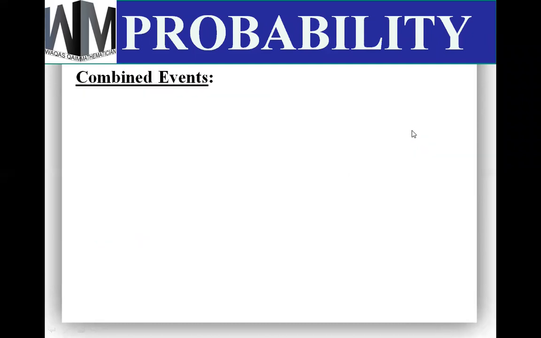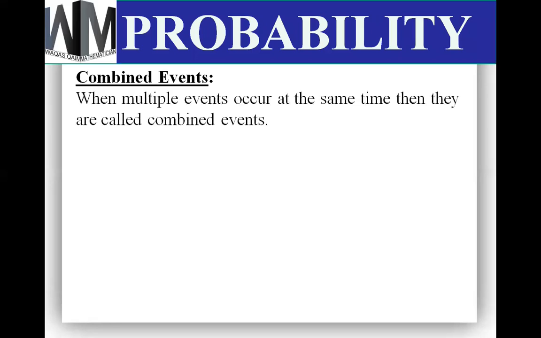And now combined events. So till now, whatever we have learned are the single events. Single event means that we are going to do one thing, or we are going to focus on one event. That we are picking one card, we are rolling one die, we are tossing one coin. So in all the things we are focusing on, we are doing one thing. So this is called single events. Now combined events: whenever we combine two or more events together, then it is called combined events, right? So when multiple events occur at the same time, then we call it combined events.